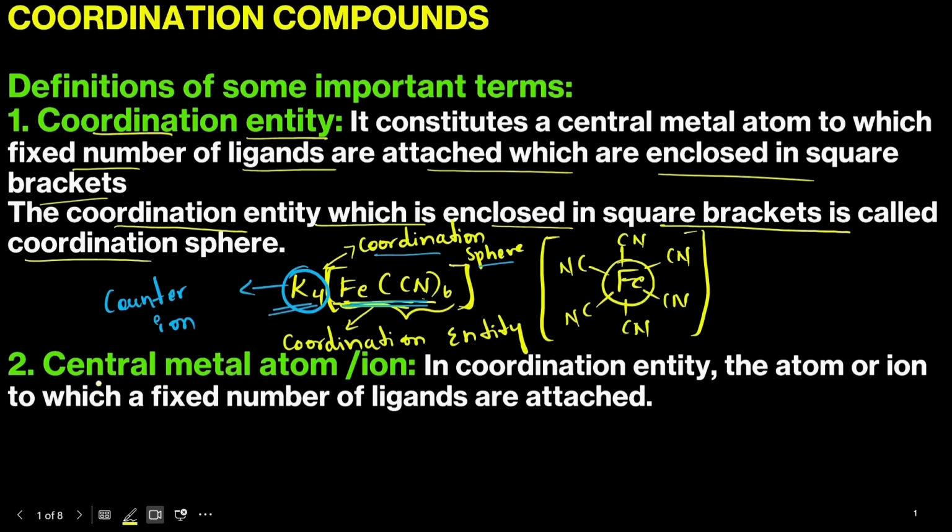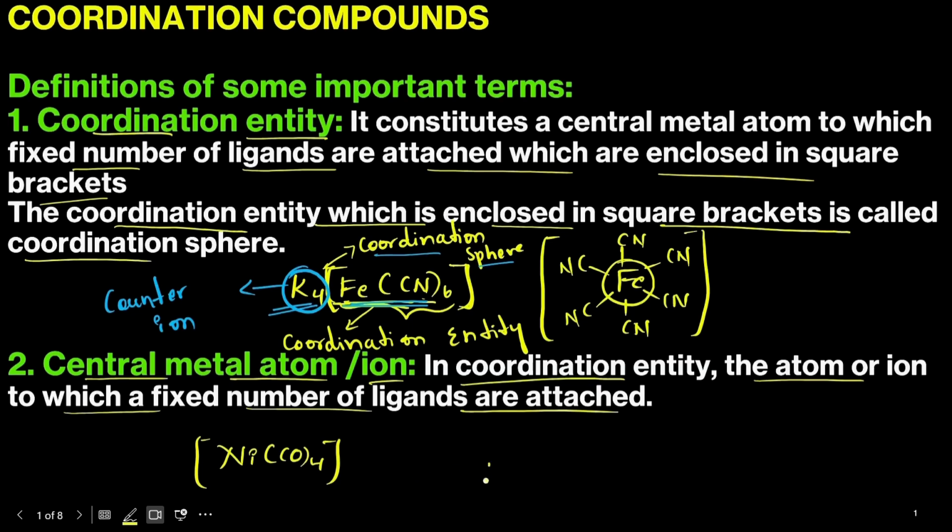And coming to the next one, that is the central metal atom or ion. Okay, in a coordination entity, the atom or ion to which a fixed number of ligands are attached. For example, we will take nickel tetracarbonyl. Okay, this is the coordination compound. So, in this coordination compound, if you write the structure, Ni, 4 CO ligands are present. CO, CO, here CO and CO. Here, 4 ligands are attached to nickel, which are enclosed in square brackets.